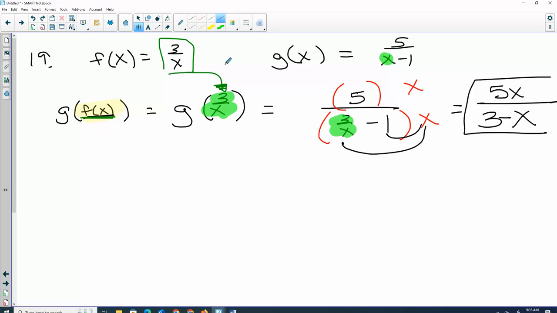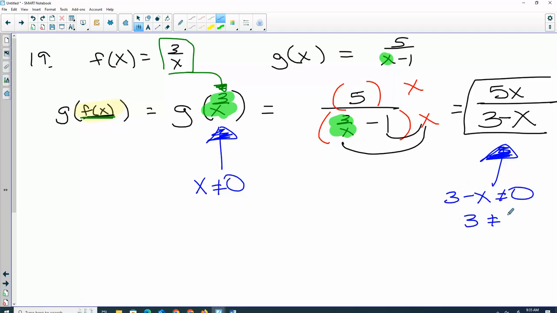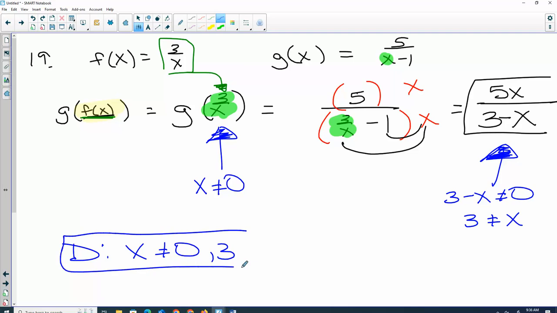For the domain, we have to look 2 places. The final answer is one of them, but what's the other one? The original inside. Okay, I have a fraction. I know in a fraction the denominator can't be 0. At the end, I have a fraction. Denominator can't be 0. So for my final domain, I put them together. So X can't be a 0 or a 3. And since it's more than one value, you are allowed to just leave it listed like that.